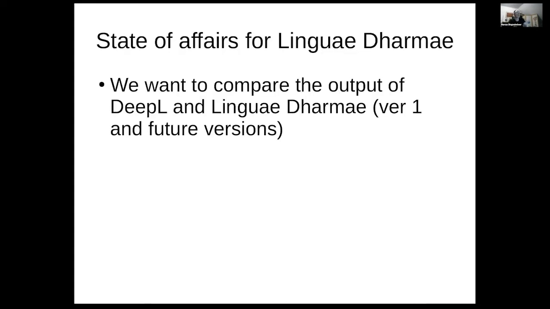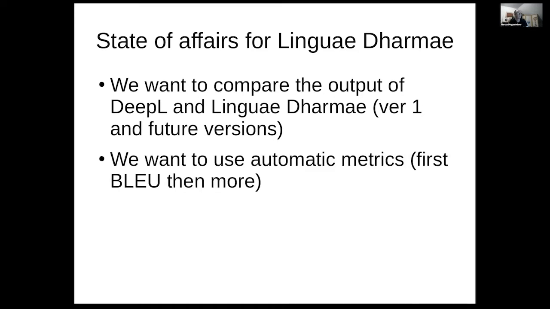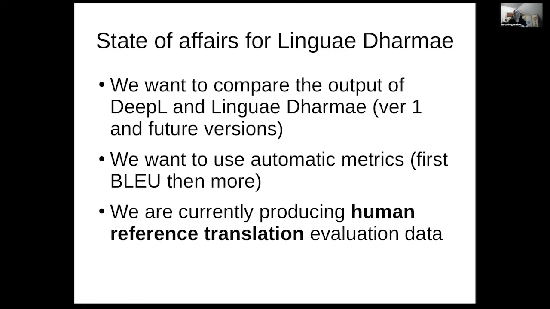Now, as for our project, Lingua Dharma, first we want to compare the output of the two models that have produced a full translation of the Chinese Buddhist canon so far, right? And we also want to keep doing that in the future. And we will do this first using automatic metrics, because we don't have the money and the funding to hire a Mechanical Turk, and it's also very difficult for these kinds of texts to actually outsource that into the crowd. So it would have to be done by experts.